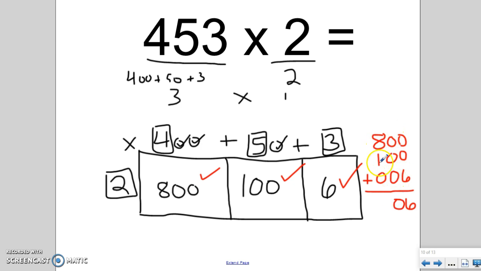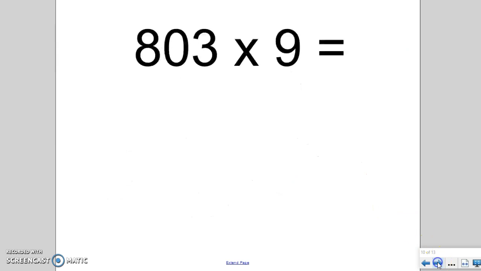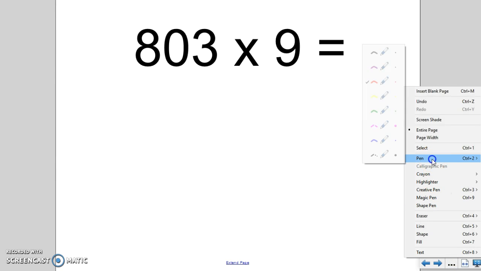And 8 plus 1 is 9, plus 0 is still 9. So my final answer is 906. Part of my answer was 800, part of my answer was 100, part of my answer was 6. When I added all of those parts together, I get 906. Let's try another one here.